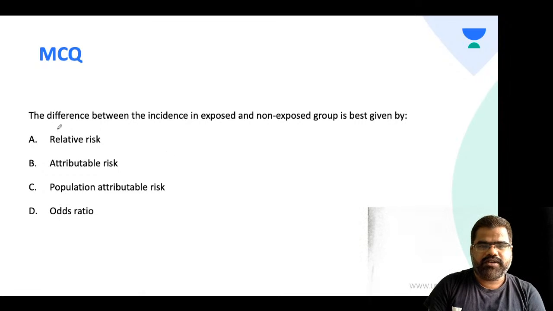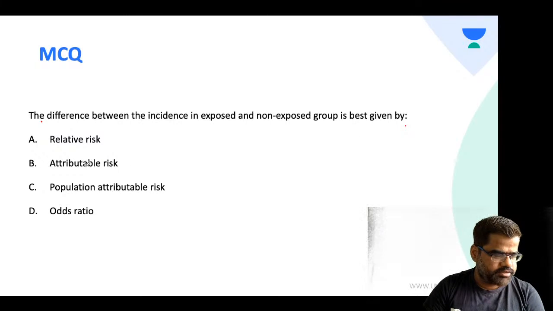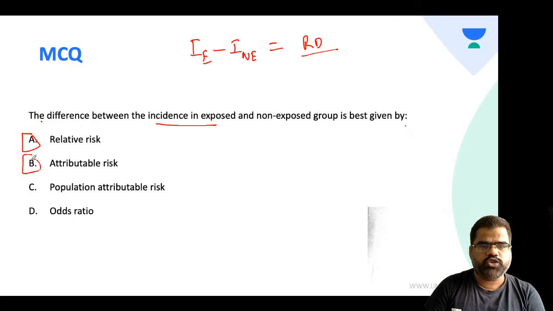Okay. Now take this question. The difference between the incidence in exposed and non-exposed group is best given by relative risk, attributable risk, population attributable risk, or odds ratio. Now, if you see this question, the difference between the incidence in exposed minus incidence in non-exposed, right? This is the question they are asking. So with our understanding, it is risk difference. But you don't have risk difference as an option. So you have relative risk, attributable risk, population attributable risk, or odds ratio.